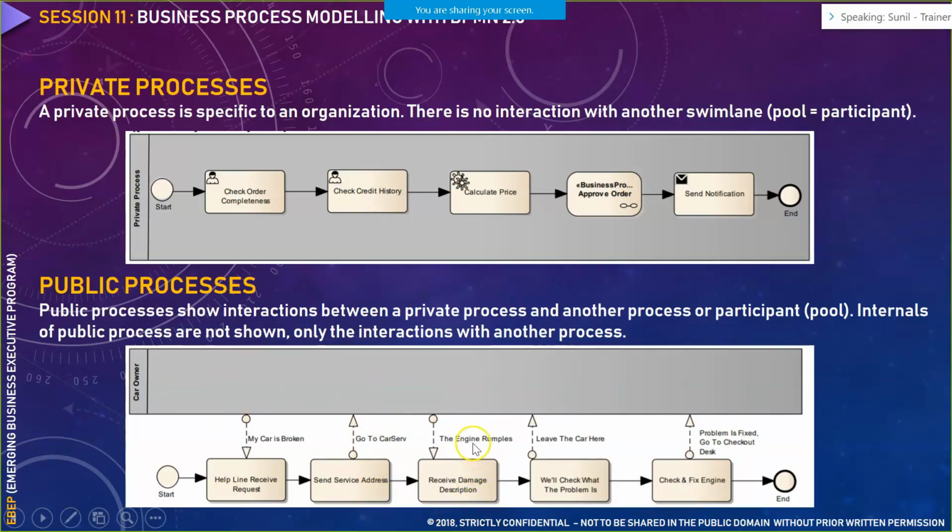So this is a bidirectional flow example, which has this process flow constantly interacting with this particular car owner, and this is a unidirectional flow.